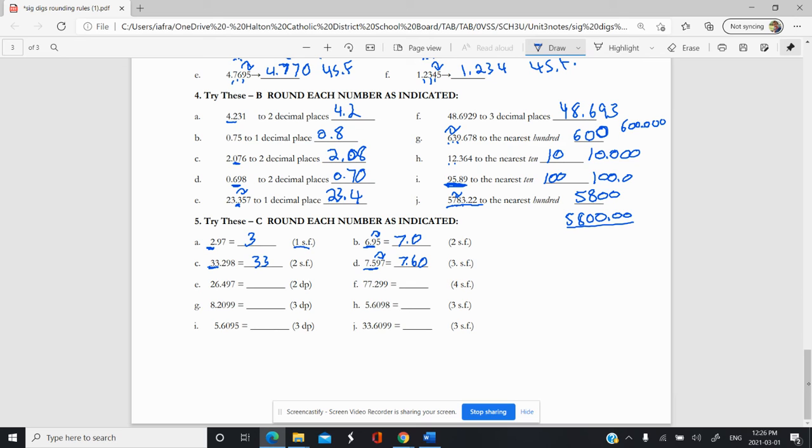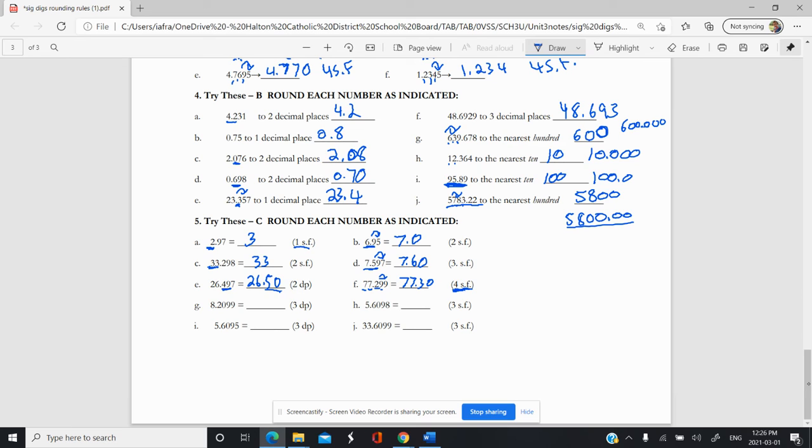Here, 2 decimal places. Be careful, 2 decimal places. Right there, I'm rounding up. So I get 26.50. There's 2 decimal places, but 4 significant figures. Here, I want to keep 4 significant figures. So 1, 2, 3, 4. Looks like I'm rounding up. So 77.30, and there's 4 significant figures for you.